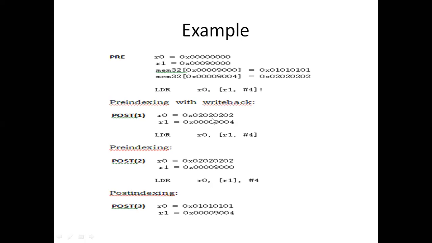So we have seen in data structures pre-increment and post-increment. Very similar to that, we have pre-indexing with the write back, pre-indexing and post-indexing. In pre-indexing with write back, we are updating the value as well as changing the contents of the base register. In pre-indexing, we are getting the value without changing the contents of the base register. Here, we are first getting the value, then we are updating the value of the base register. That is what we call post indexing.